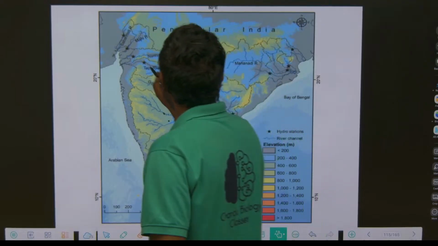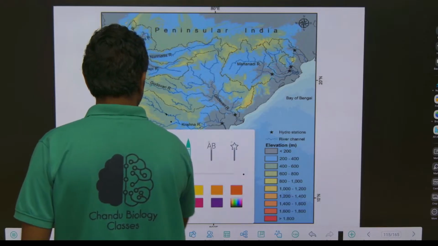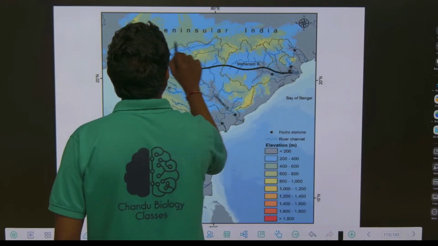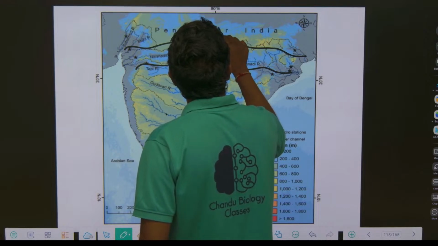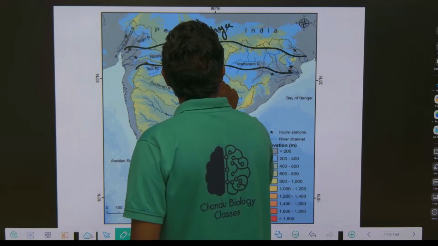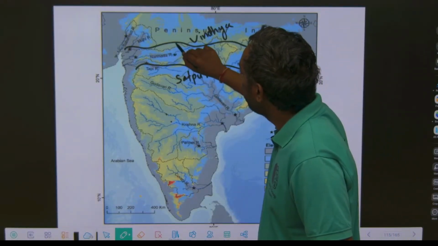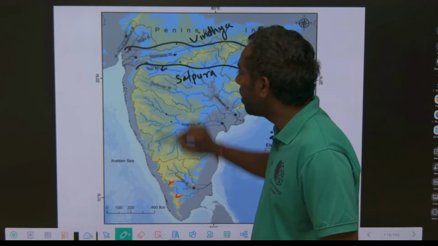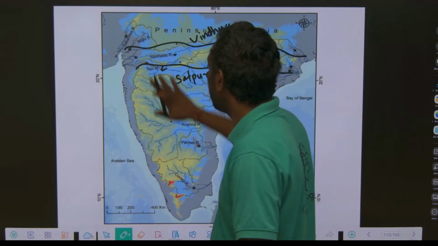Okay, this is the Vindhya range. This is Vindhya, this is Satpura range. Narmada river is between the Vindhya and Satpura ranges. Tapi river is below the Satpura range, the southward of Satpura range is Tapi river.